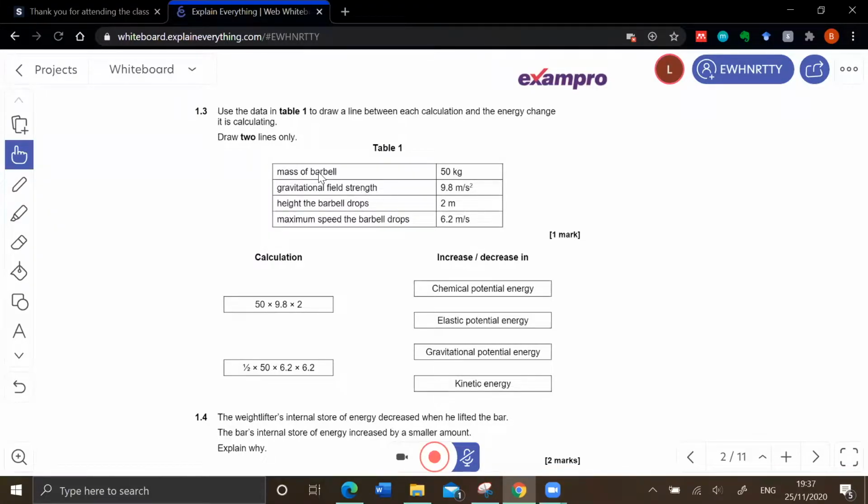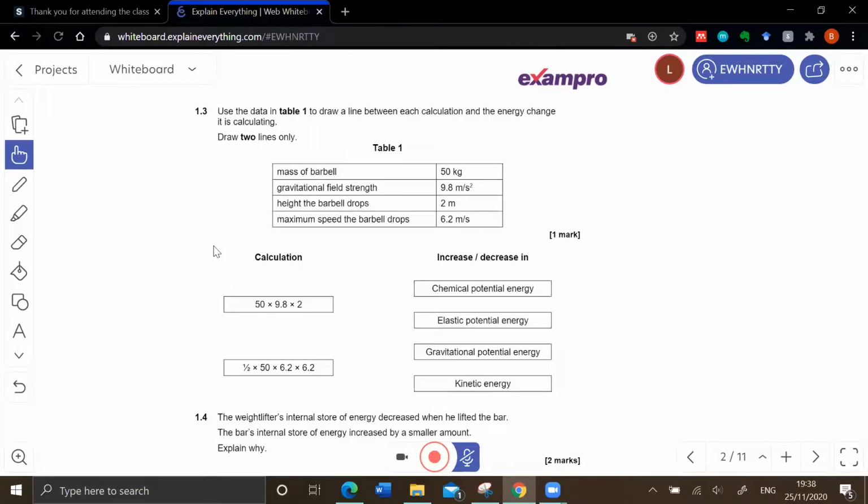Let's look at table 1. It tells us the mass of the barbell is 50 kilograms, gravitational field strength is 9.8 meters per second squared, the height the barbell dropped is 2 meters, and the maximum speed of the barbell is 6.2 meters per second. So the calculation is 50 times 9.8 times 2. It's asking us whether that is chemical, elastic, gravitational, or kinetic. As we discussed before, it's one of gravitational or kinetic. Look at the previous question, it gives you a bit of a clue.